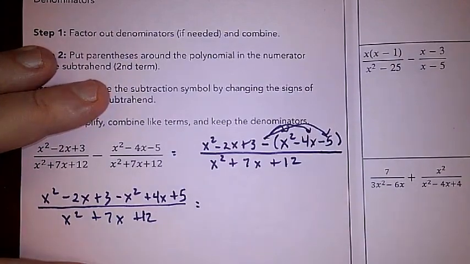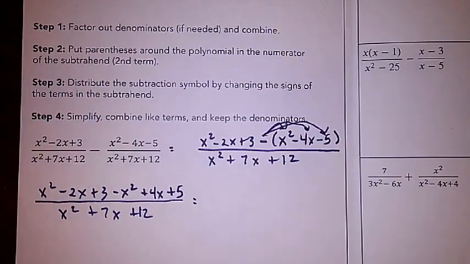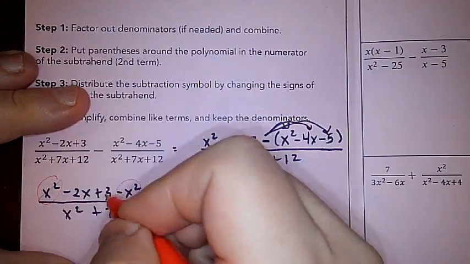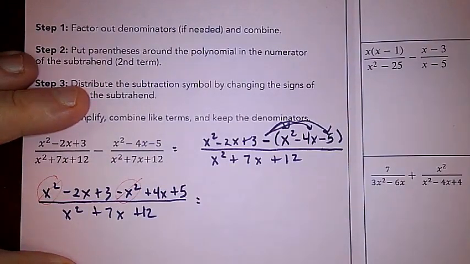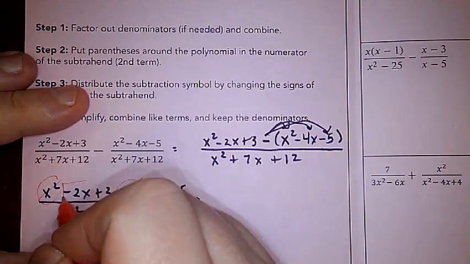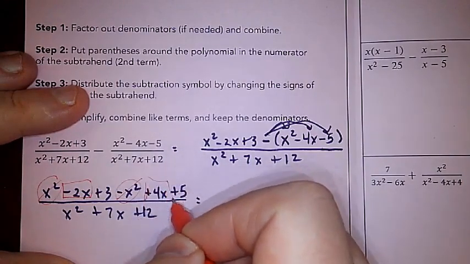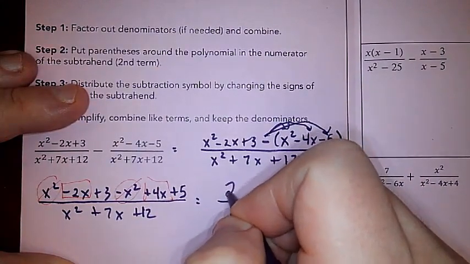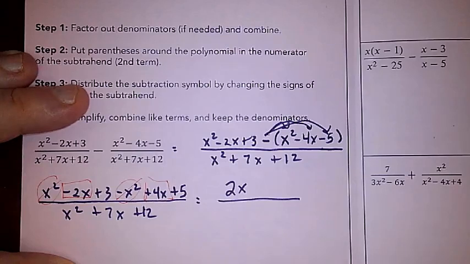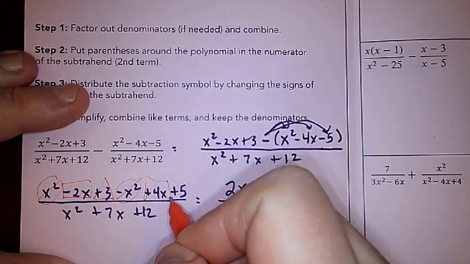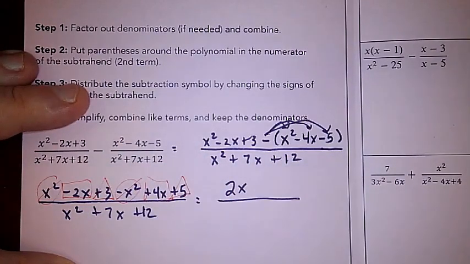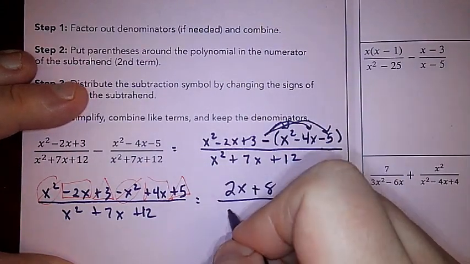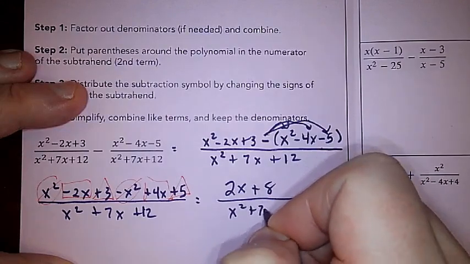So I notice that I have x squared and minus x squared, which those will create a 0 pair. I have negative 2x and positive 4x, meaning that in my numerator I still have a 2x. Here I have positive 3 and positive 5, which gives me plus 8. My denominator, still x squared plus 7x plus 12.